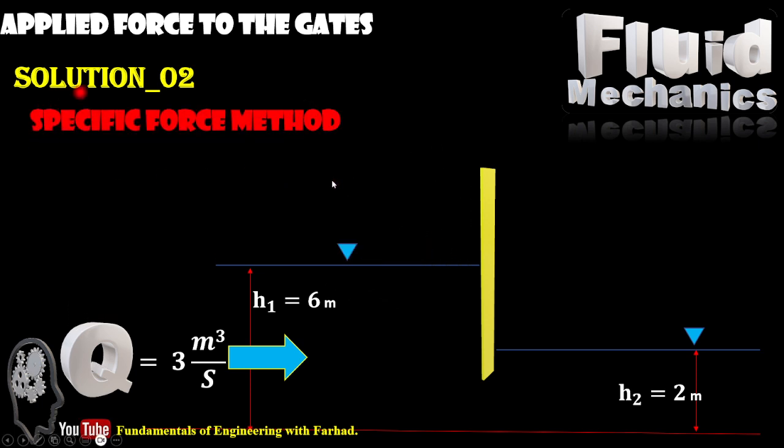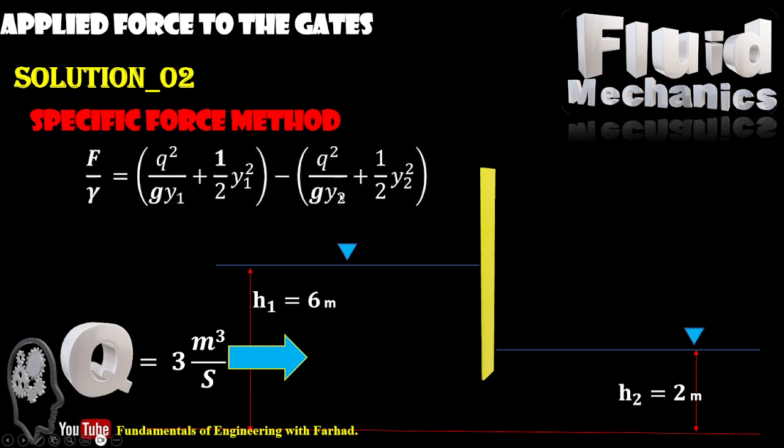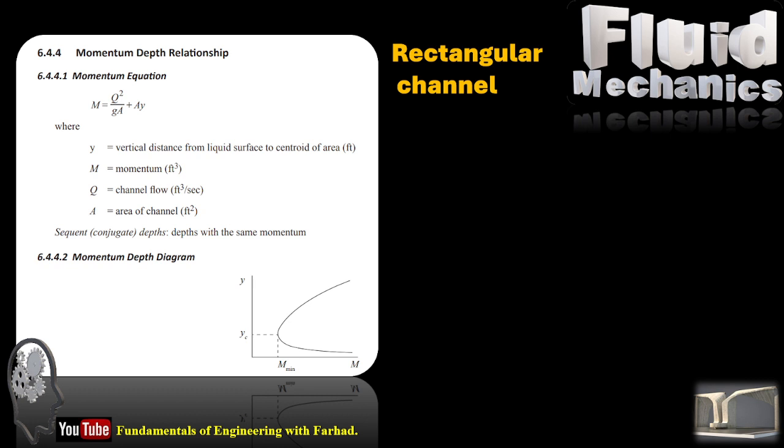In the second solution, which is the specific force method, the formula is the force applied to the gate over the gamma of water is equal to Q squared over g y1 at the first cross section, or h1, plus a half of y1 squared, minus the same terms for the downstream side. Let's see how that comes.